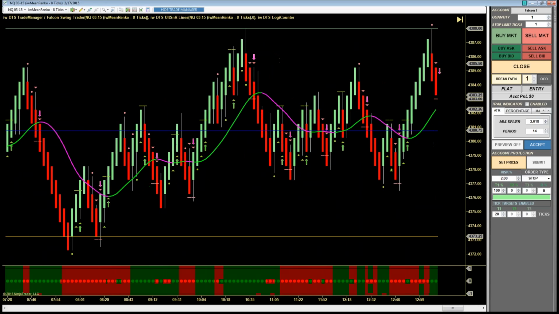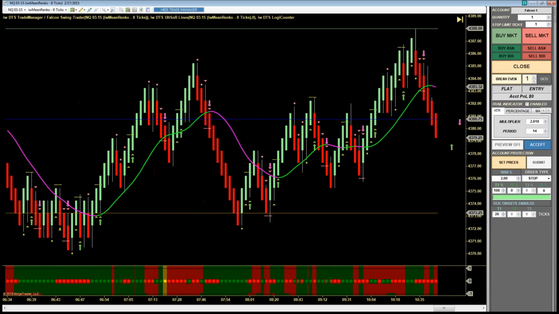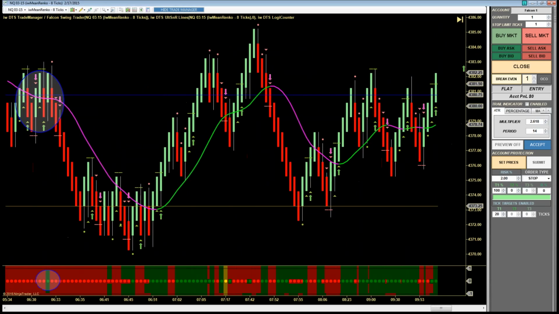We have a blue line above, which is primary resistance, and a blue line below, which is primary support. So these tend to be your three strongest lines in your assortment. Once the market gets beyond these lines, then you're going to encounter secondary resistance and secondary support lines, where we would expect to see some sort of reaction.